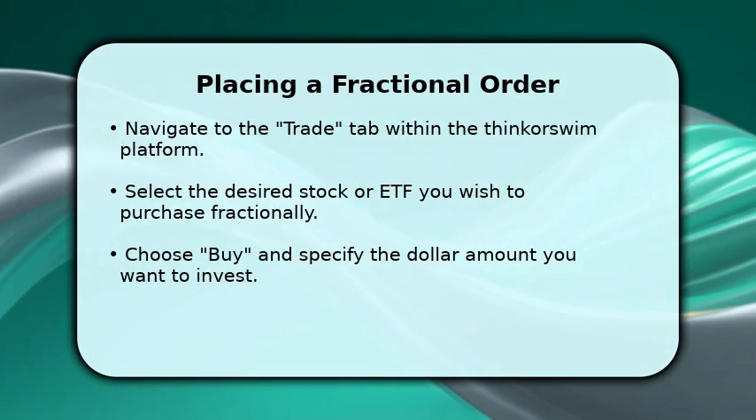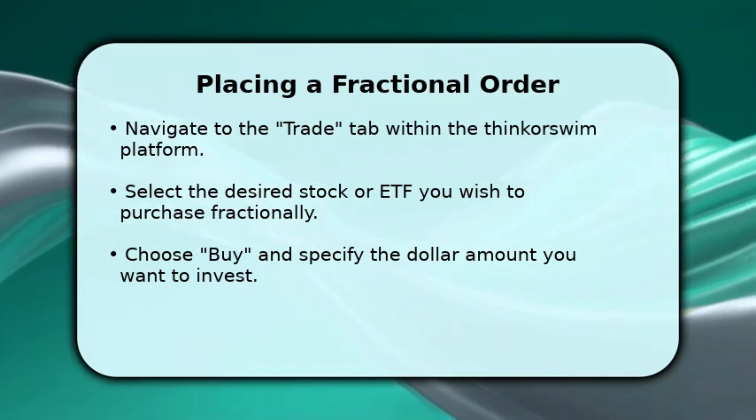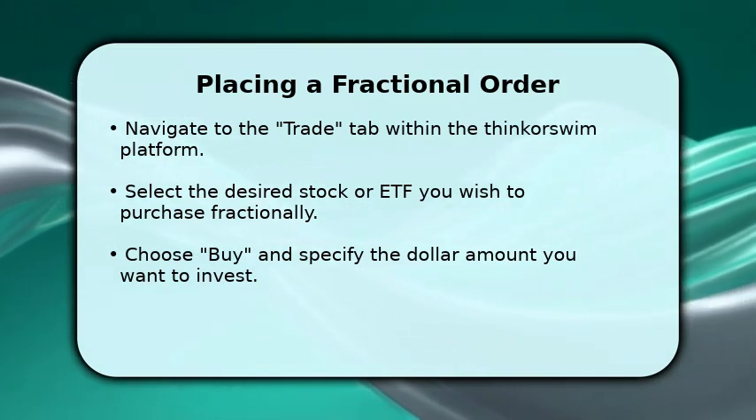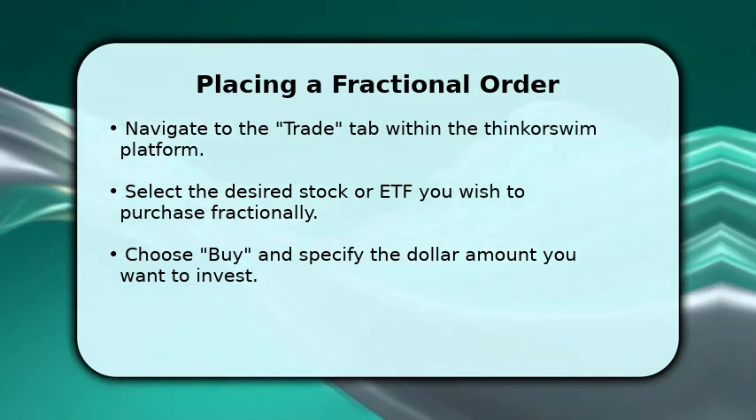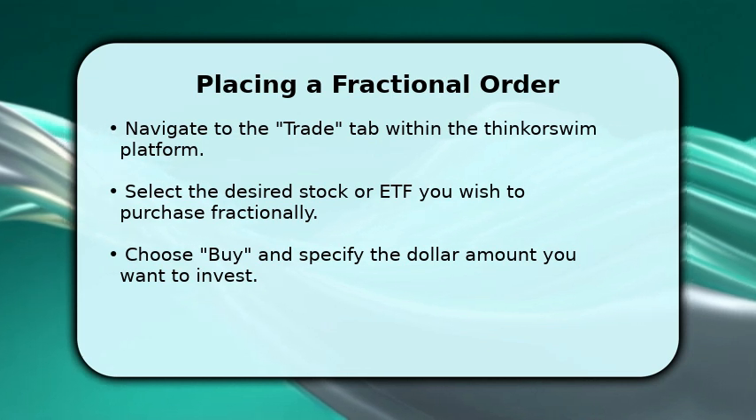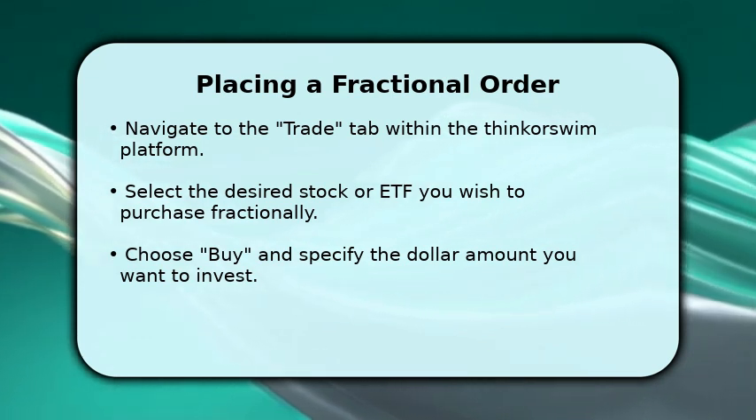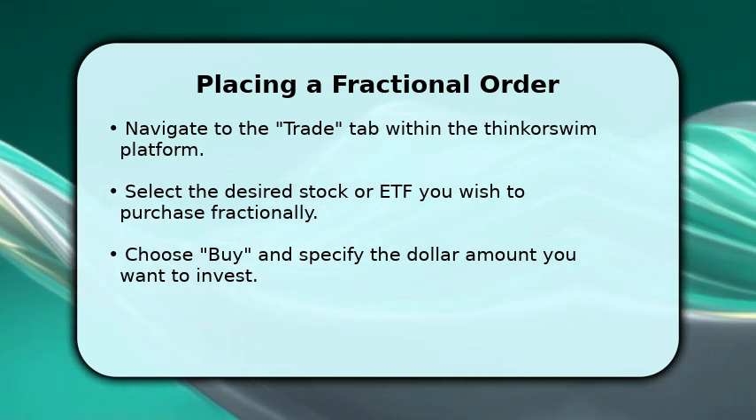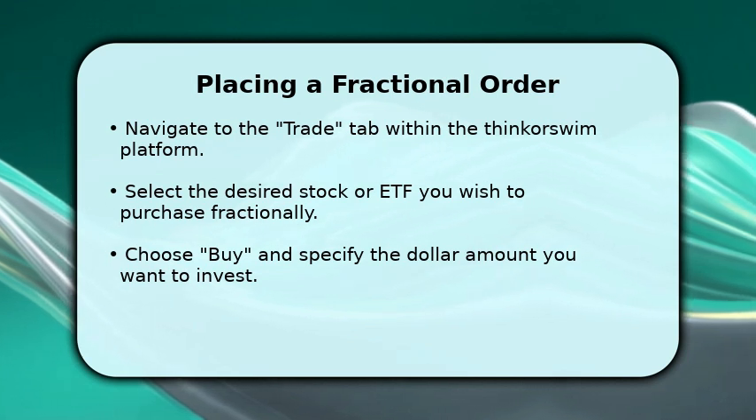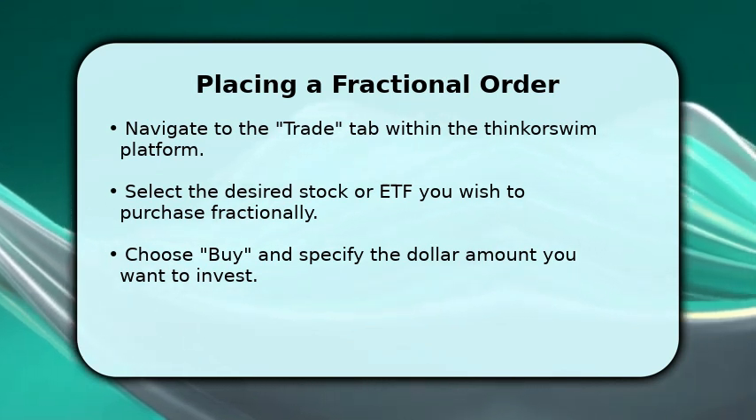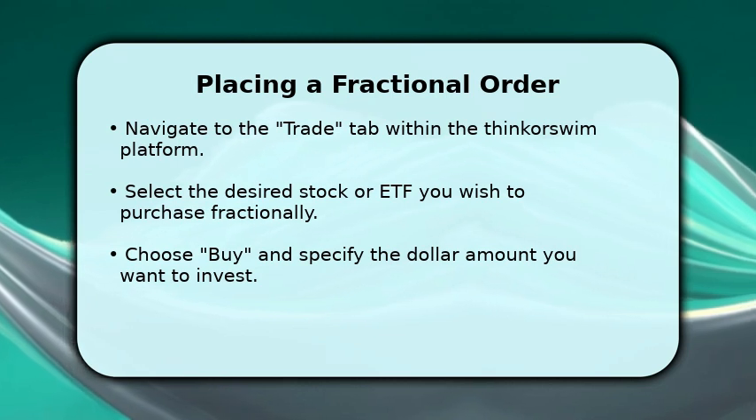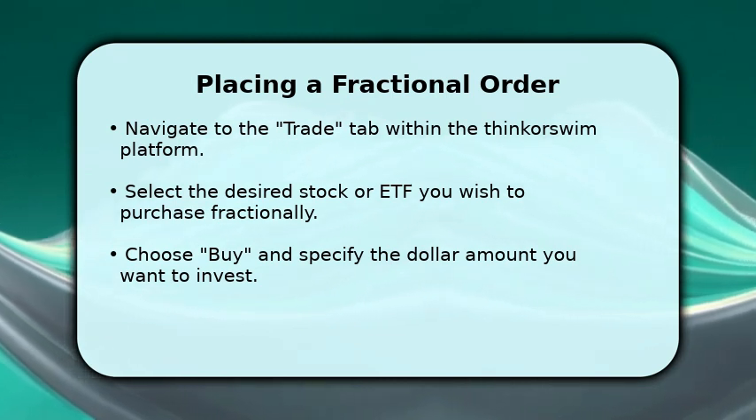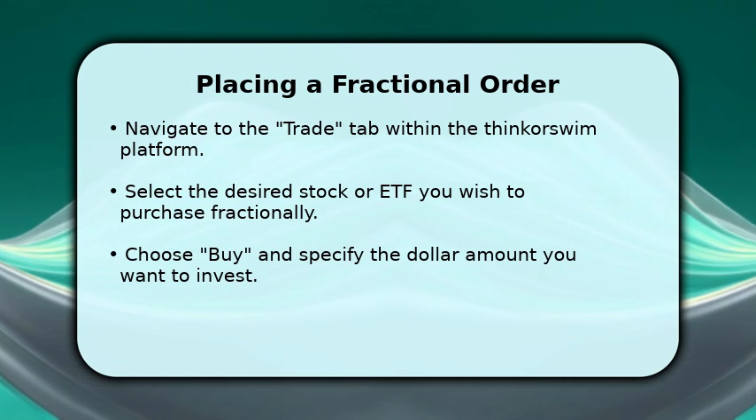To begin, open your Thinkorswim platform and head over to the Trade tab. Here, you'll search for the stock or ETF you're interested in. Instead of buying a specific number of shares, you'll select the buy option and then input the exact dollar amount you want to invest. For example, you could choose to invest $50 into a stock, and Thinkorswim will automatically calculate the fractional share amount for you. This simplifies the process considerably.